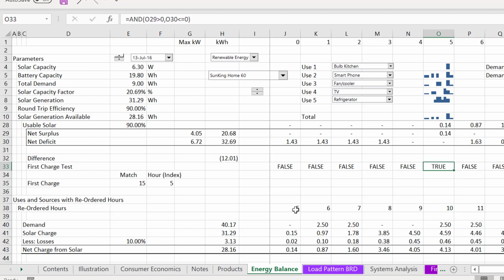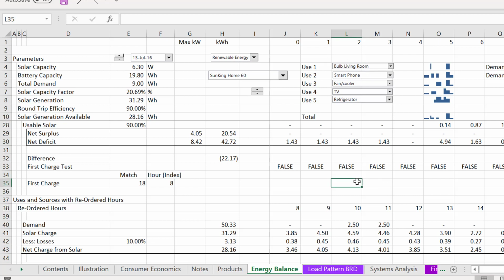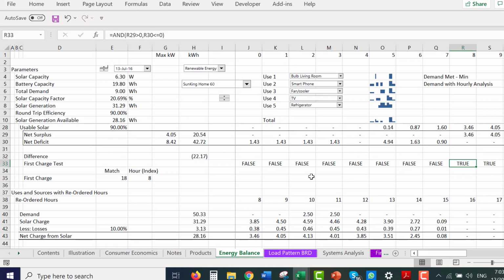Should we start our timeline and start our battery tabulation in hour 5 in this case, or in hour 7? And that's kind of sad. Maybe I should have changed the bulbs here or something like that. Here's where I start charging. I start charging in this case in hour 8.